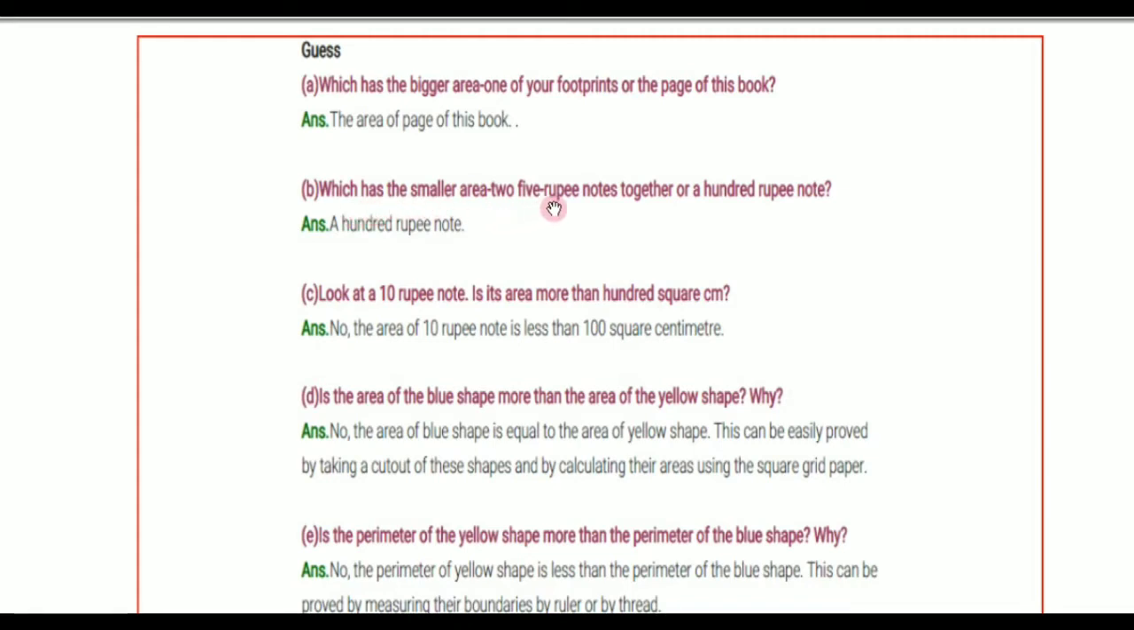Which is the smaller area, two 5 rupee notes together or a 100 rupee note? Answer is 100 rupee note. Question C. Look at a 10 rupee note. Is its area more than 100 square centimeter? Answer no, the area of the 10 rupee note is less than 100 square centimeter.